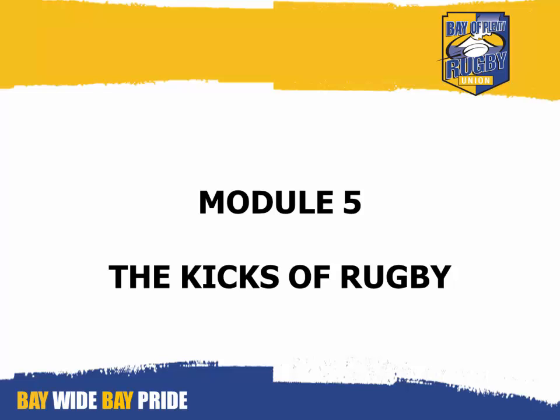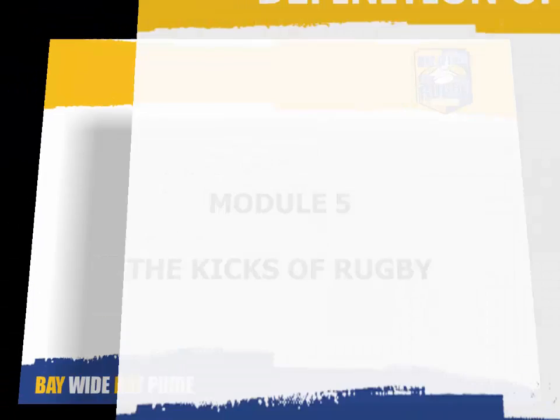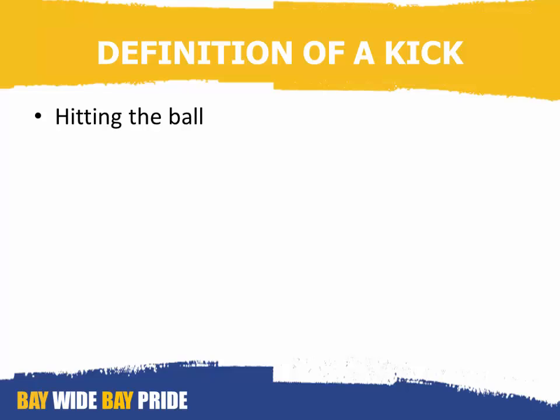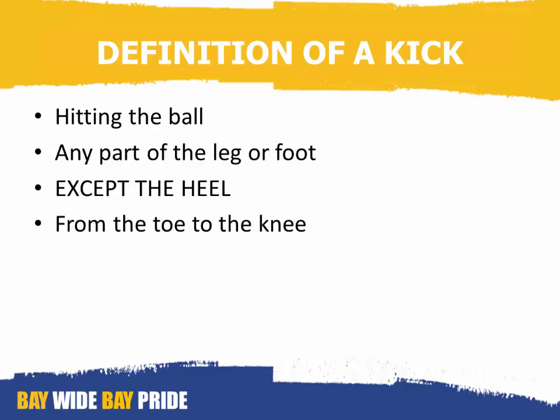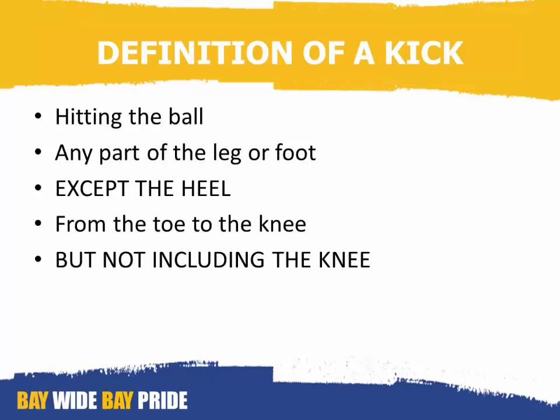Module 5, the kicks of rugby. So a kick is made by hitting the ball with any part of the leg or foot except the heel, from the toe to the knee, but not including the knee.